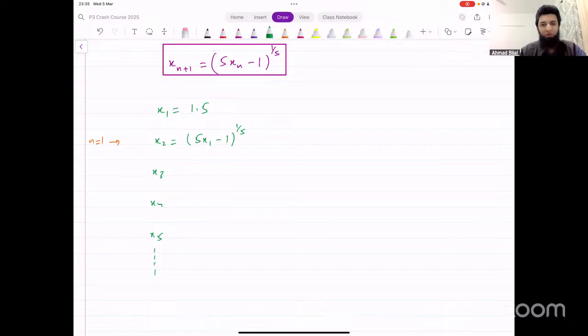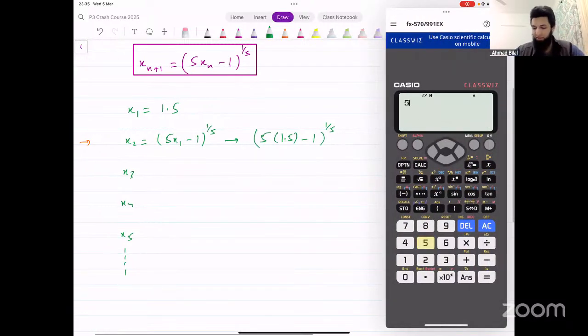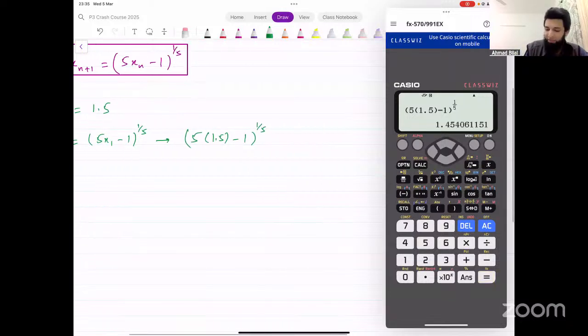Using this formula, you can now figure out the value of x2. Let's see what that turns out to be: (5 into 1.5 minus 1) whole raised to the power 1 over 5. Let's evaluate this. I'm just inputting this value on my calculator, and that's giving me some number.